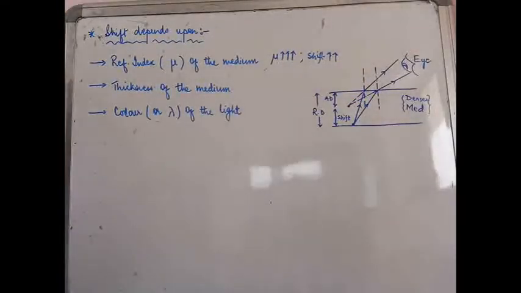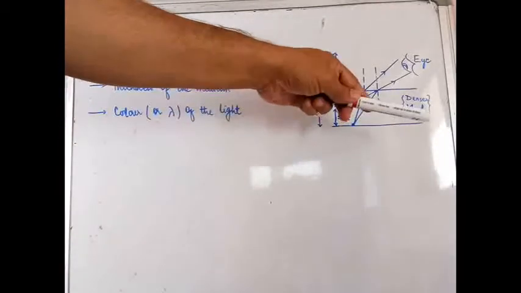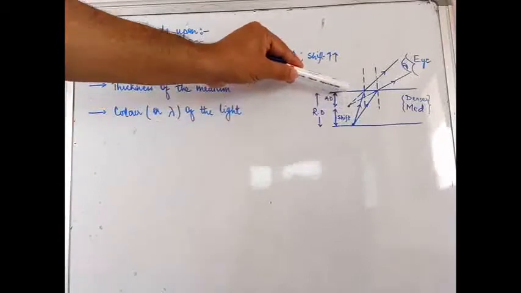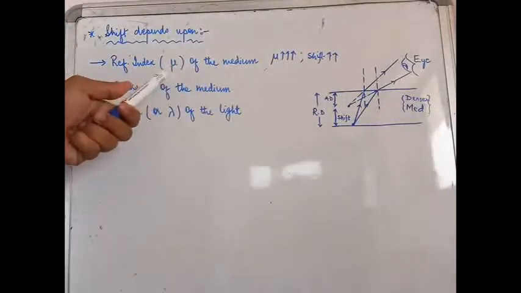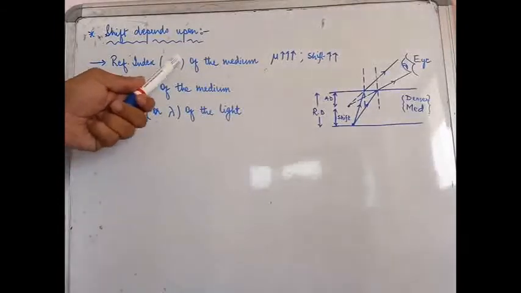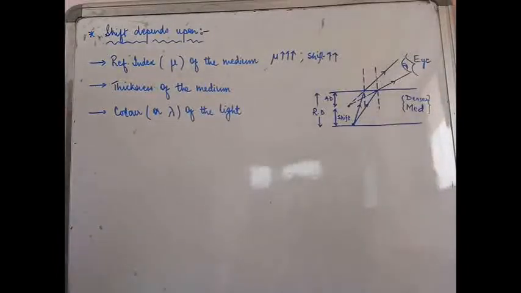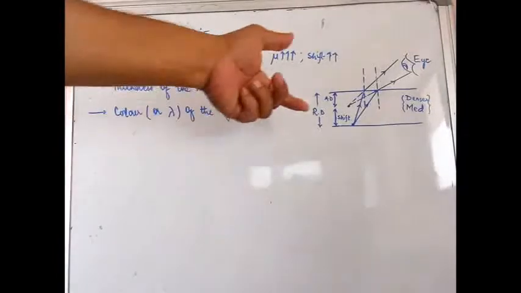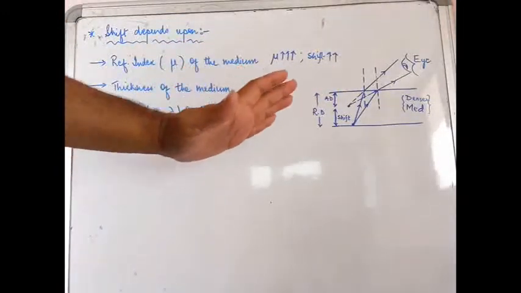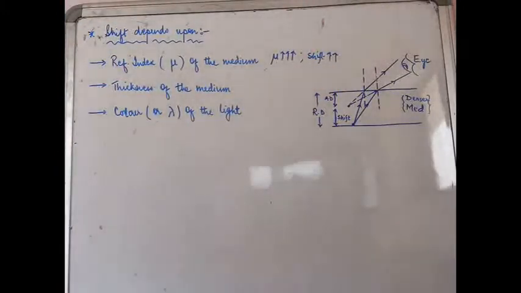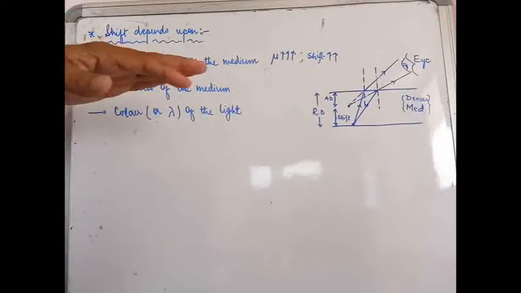Okay, because obviously since mu is going to be much more, the refraction is going to be much more, and therefore it will appear even more raised up. So there is a direct relationship between the refractive index of the denser medium that we are taking and the shift. Then the next factor is the thickness of the medium. The thicker the medium, the more distance is traveled by the light, so the more will be the refraction. Because of that, there will be more shift.